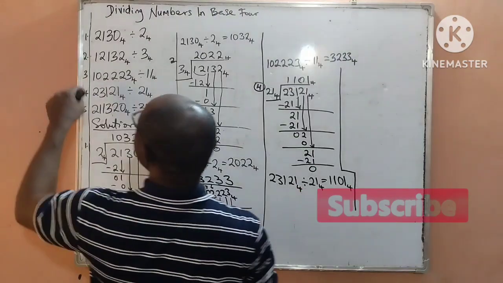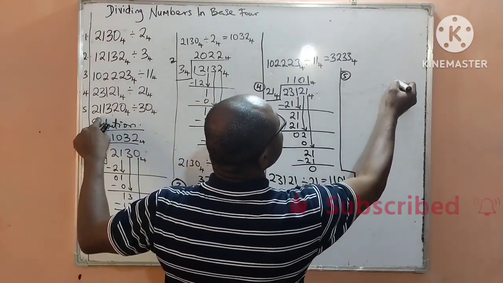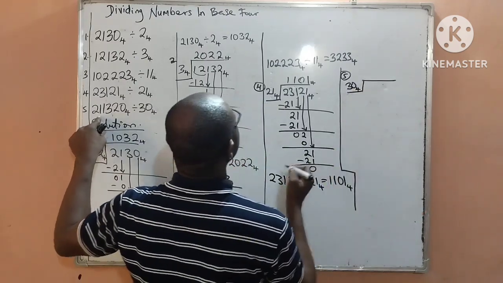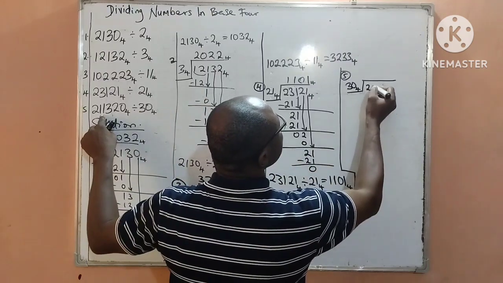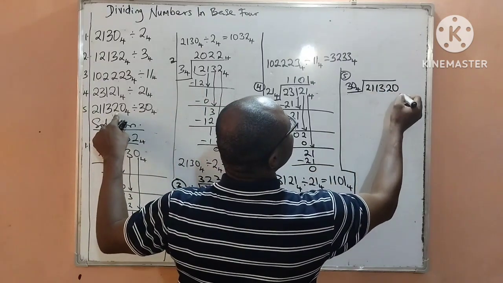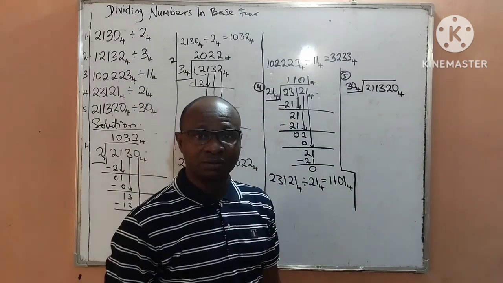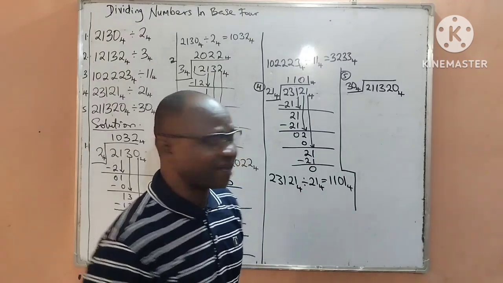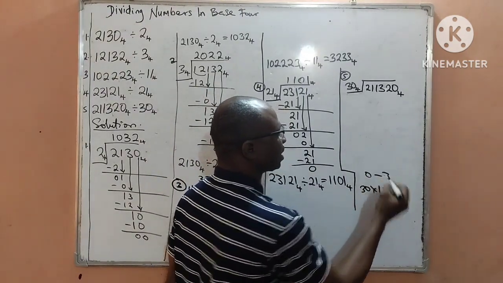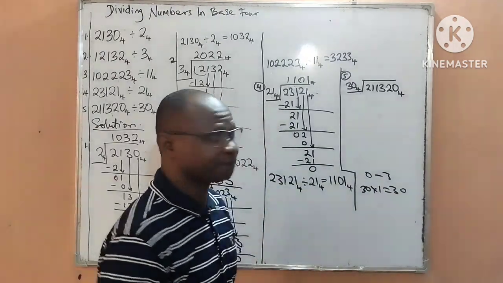Alright, so question number 5 says we want to divide by 30 in base 4. What are we dividing? 211320 base 4. Then we have to also generate a multiplication table in base 4 by 30. Therefore, 30 by 1, remember 0 to 3. 30 by 1 will give us 30 in base 4.